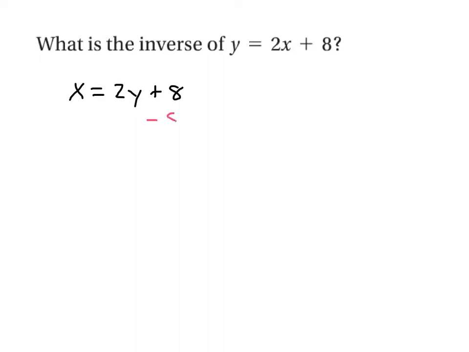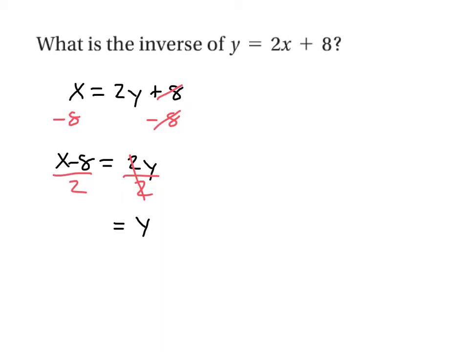So we're going to subtract 8 from both sides. Now notice I didn't flip-flop the equation. You can if you want, but you don't have to. So I have x minus 8 equals 2y. Now what am I going to do? Divide by 2, right? Okay. So I do not want y equals x minus 8 all divided by 2.